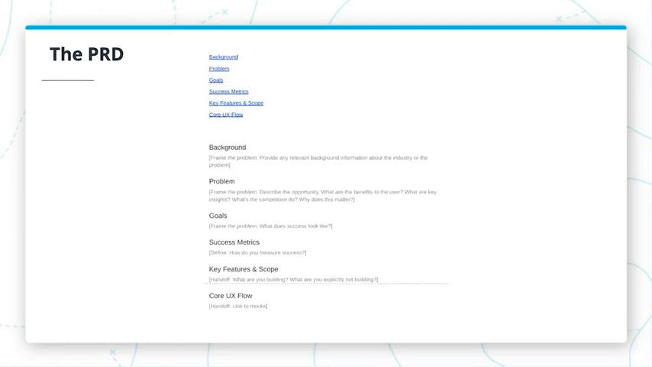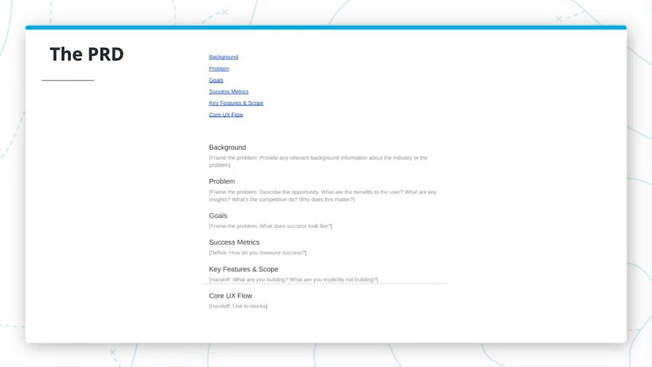Here's an example of a simple PRD template. The first section is background. You'll want to frame the problem and provide any information that can help people to understand the problem better. This can also include past efforts. The next section is the problem. You'll want to describe the opportunity and why it's something that should be solved. What's the benefit to the user?